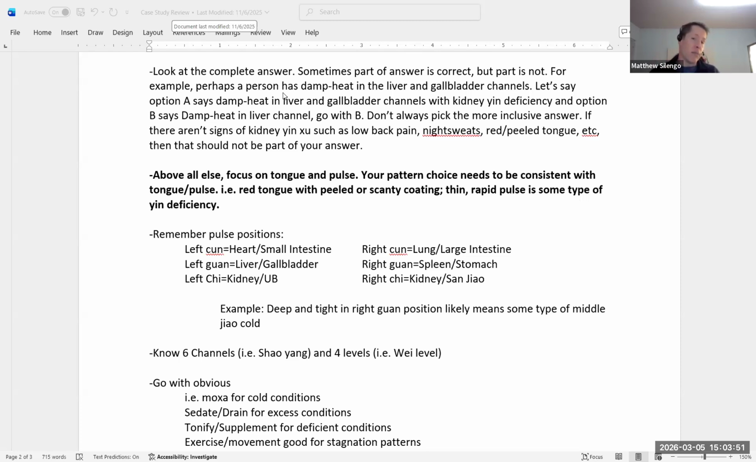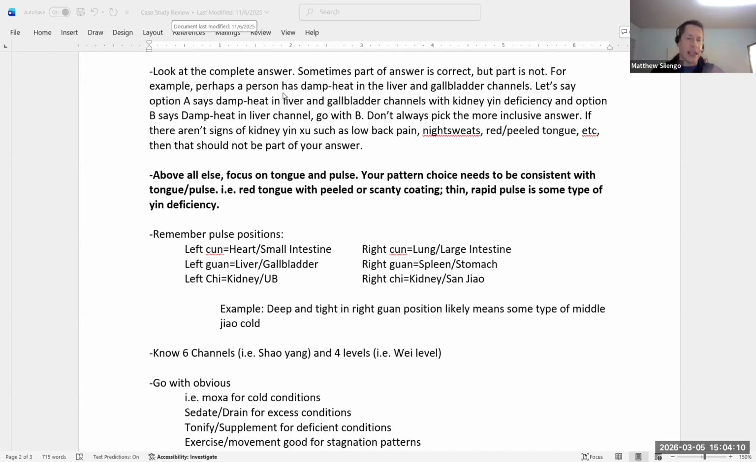Maybe there's even some sores around the genitals, because remember, the liver channel wraps around the genitals. Maybe there's some discharge as well. And so you're thinking it sounds like they have damp heat in the liver and gallbladder channels, based on the distribution and based on the signs. You're thinking they have damp heat in the liver gallbladder.